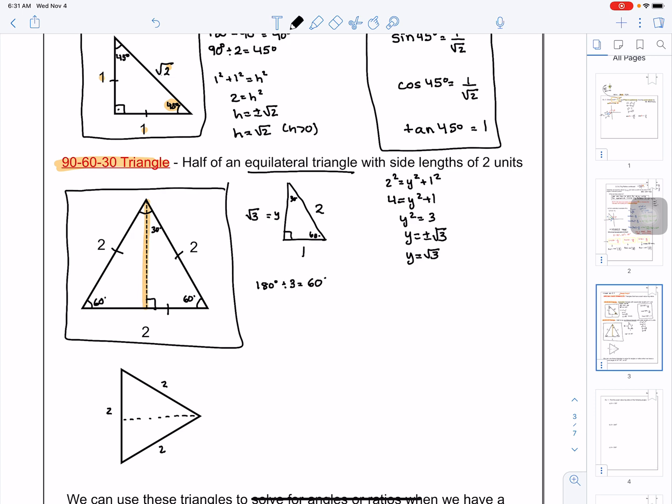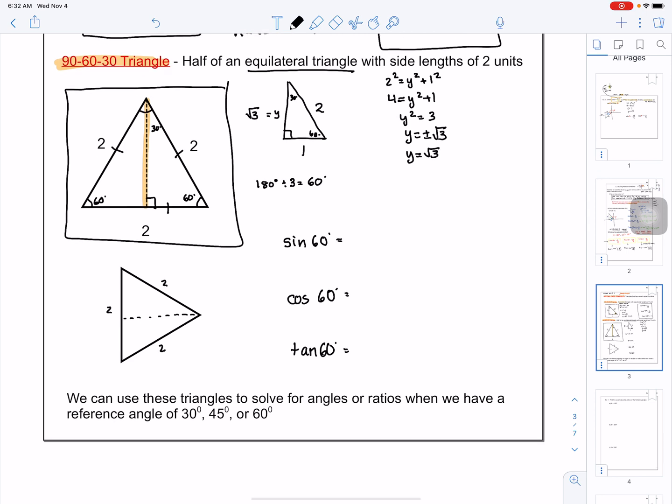So the ratios I need to know are the sine of 60, the cos of 60, and the tan of 60 degrees. And the values of the ratios I also need to have on hand by memorizing or using the triangles every time are cos of 30, sine of 30, and tan of 30. So first we're going to look at opposite, adjacent, and hypotenuse using my 60-degree angle, which is down here. So sine would be opposite over hypotenuse, cosine would be adjacent over hypotenuse, and tan would be opposite over adjacent.